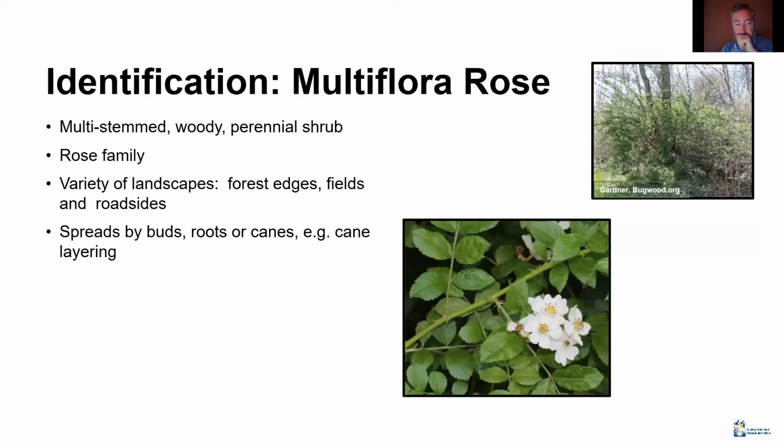Another pretty prolific species, multiflora rose. It's a multi-stemmed woody perennial shrub. You'll find it in sunny outcroppings, roadsides, opportunities for it to flourish. Again, there are no natural predators to keep it in check. So it will flourish in the understory and really outcompete pretty effectively many of our native species.